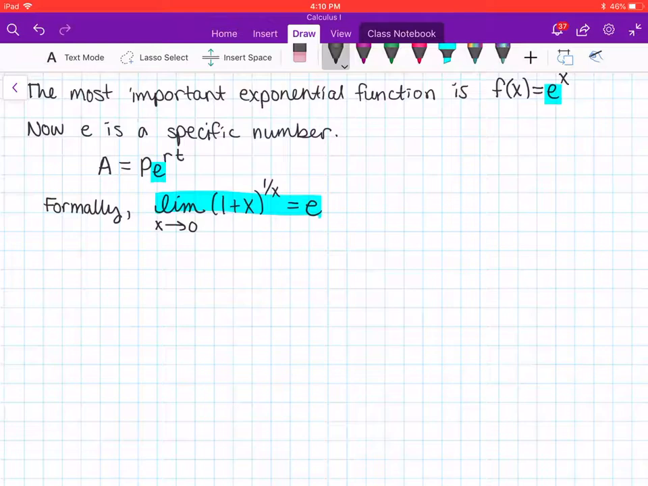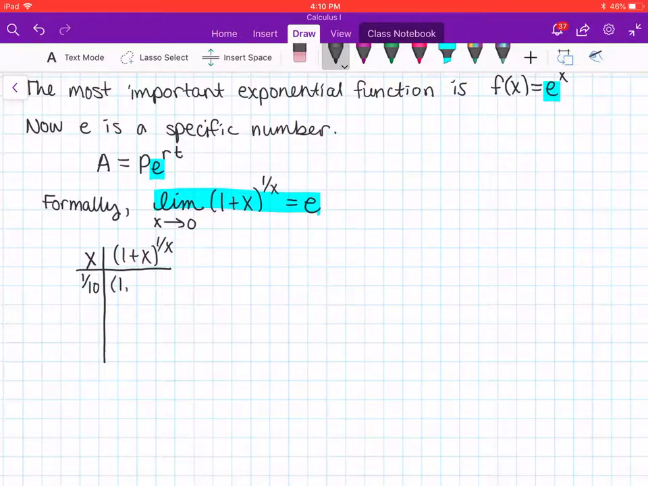Alright, so we're going to try to figure out what e is specifically, the number, and we're going to try to figure that out using a table. So here we go. We're going to substitute in 1 over 10. And so that's 1.1 to the 1 over 1 over 10, so it's just 10 here. And if you put that into your calculator, you get 2.5937.